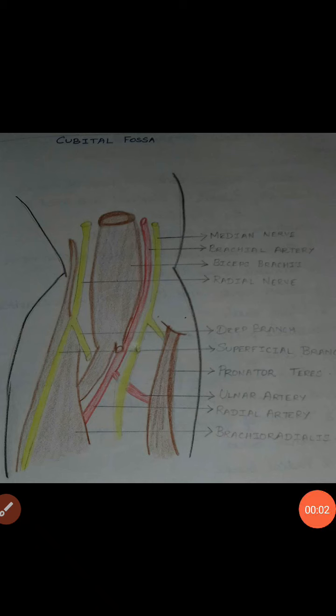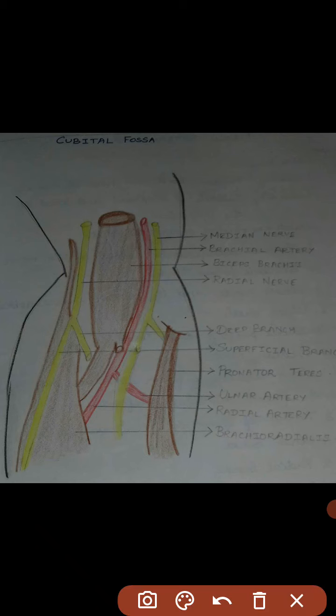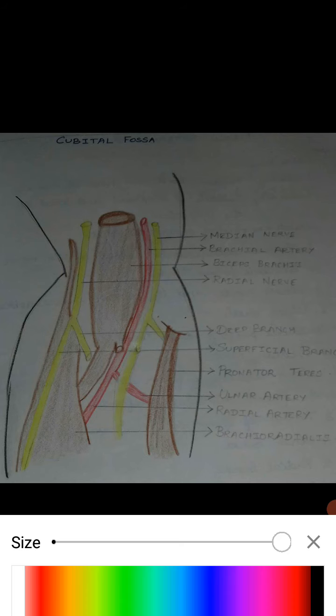Cubital fossa. The cubital fossa is a triangular hollow or a triangular space which is situated on the front of the elbow. The boundaries of cubital fossa are: laterally it is formed by the medial border of the brachioradialis. Medially it is formed by the lateral border of the pronator teres, and the base is represented by an imaginary line which joins the front of the two epicondyles of the humerus.